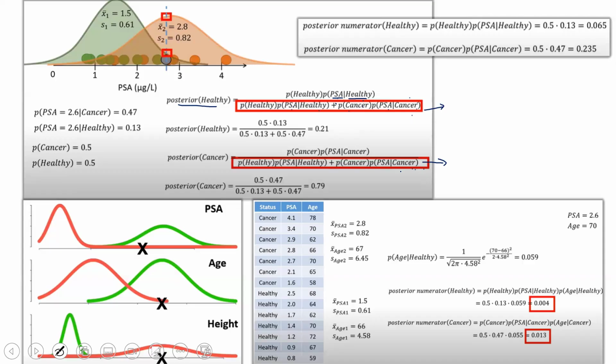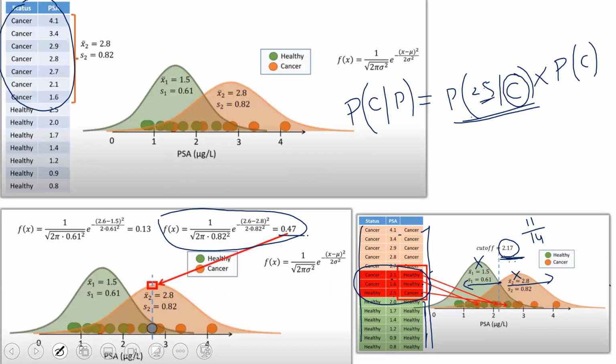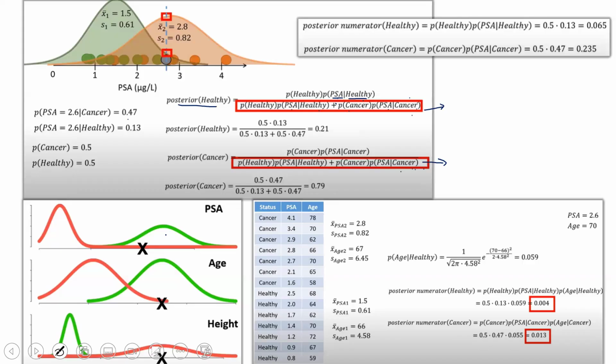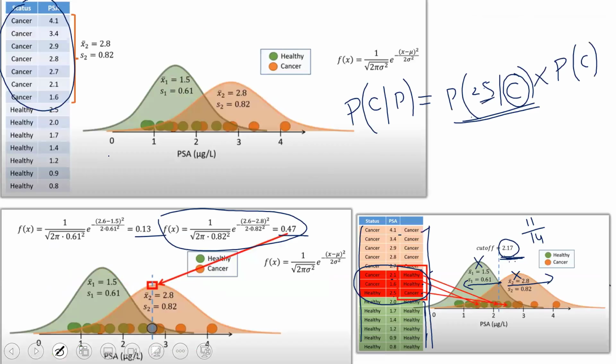And now we got the values of probability of PSA 2.6 given cancer, that is coming as 0.47, 0.13. We got these values and probabilities, and these are prior probabilities, right? So how many data points are cancer data points? 7 data points are cancer data points, and 7 data points are healthy data points. So the probability of cancer is 7 by 7 plus 7, which is 0.5.